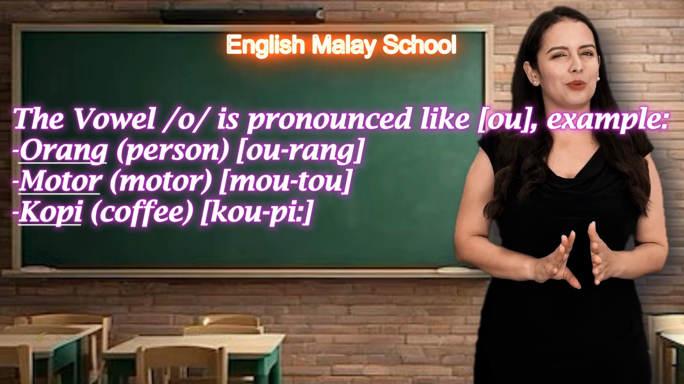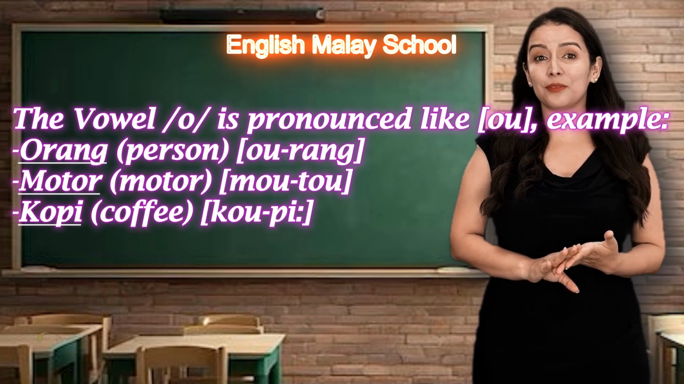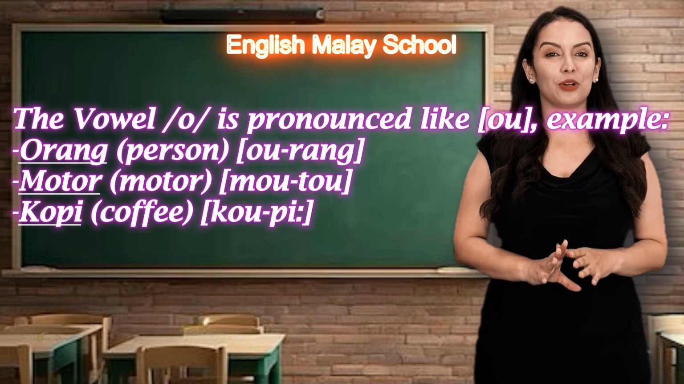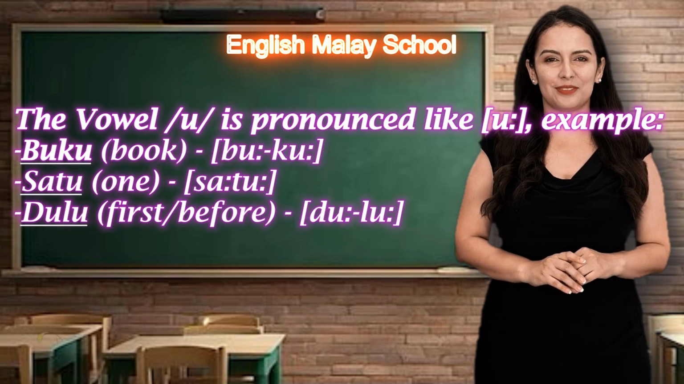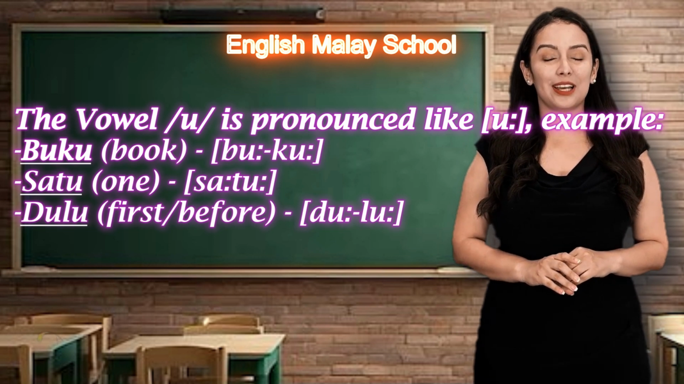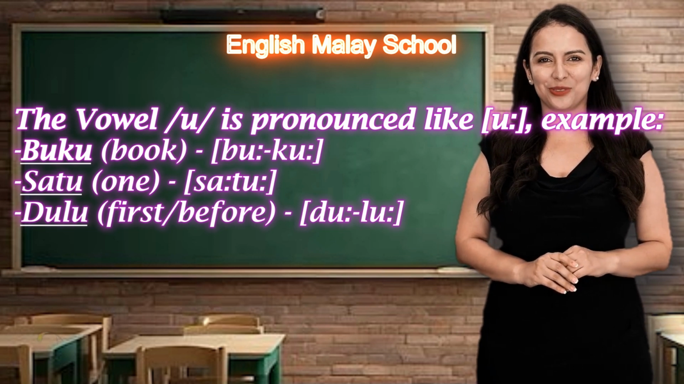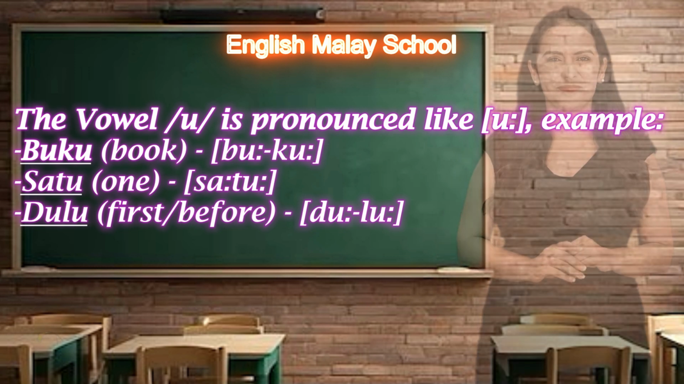The vowel O is pronounced like O. Example, orang, moto, and kopi. The vowel U is pronounced like U. Example, buku, satu, and dulu.